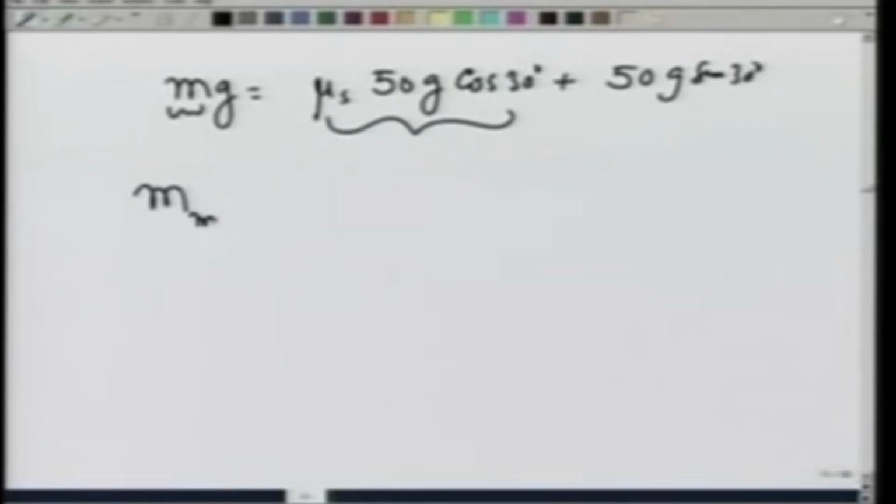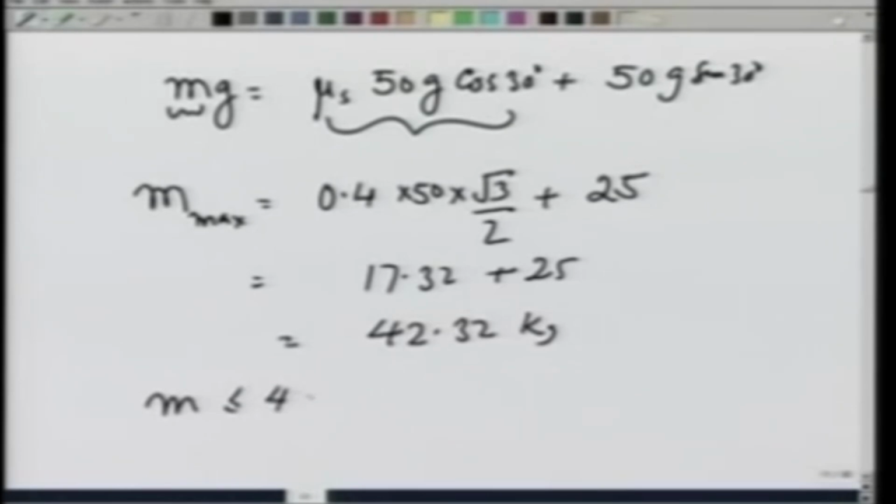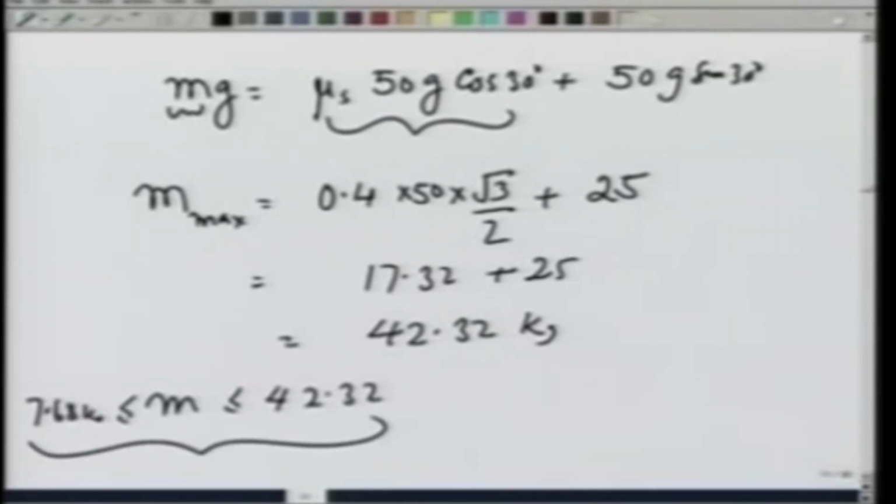So, m max is going to be mu s, which is 0.4 times 50 cosine 30, which is square root of 3 over 2, plus 25, which gives me 17.32 plus 25 or 42.32 kgs. So, for m less than 42.32 kgs and greater than 7.68 kgs, in this range the system would remain in equilibrium.